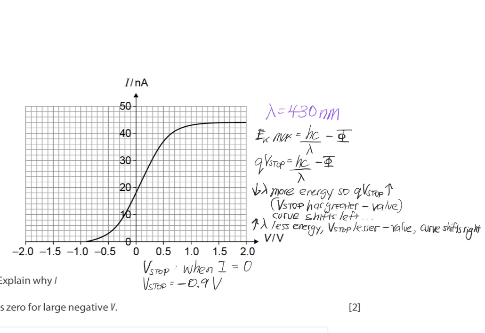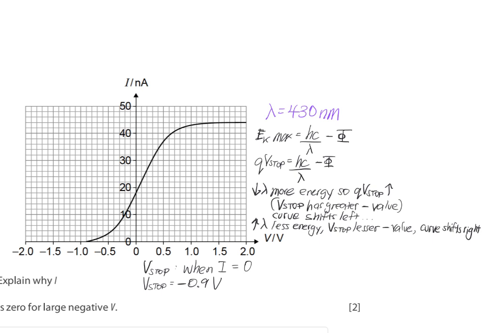So if we decrease the wavelength and make it shorter, there's more energy, so the QV stop is going to increase, meaning that the V stop will have a greater negative value and that curve is going to shift to the left. But if there's an increase in wavelength, then there's less energy. V stop doesn't need to be as strong, so it's going to have a lesser negative value, and that curve is going to shift to the right.